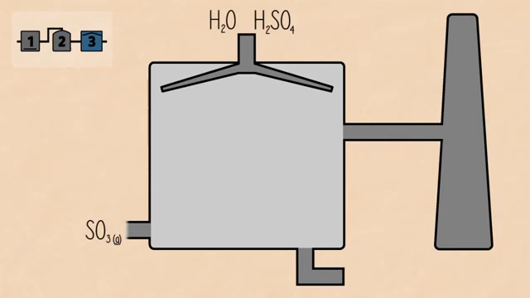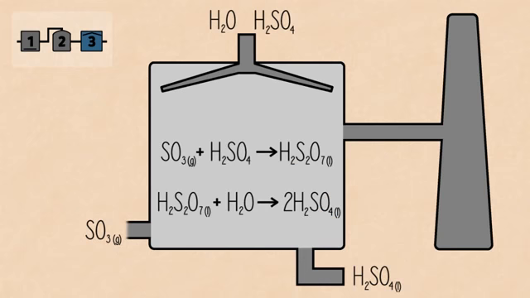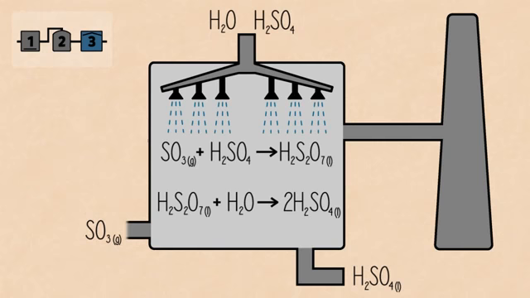Finally, in stage 3, sulfur trioxide is converted into a very concentrated sulfuric acid, and the equation is shown now. This liquid is also known as oleum. It is very viscous and releases acidic fumes. It is very important at this stage to add water carefully, usually as a mist to sulfur trioxide.